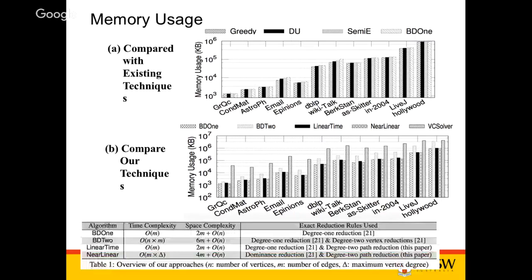So here is memory usage. In the first figure, we also compare with existing solutions, which are very simple ones, so they take linear memory space. BD1 is similar to the existing ones. And in the second figure, you can see that linear time and near linear time have a similar space usage as BD1, but BD2 takes larger space. Also, the VC solver takes a much larger space.